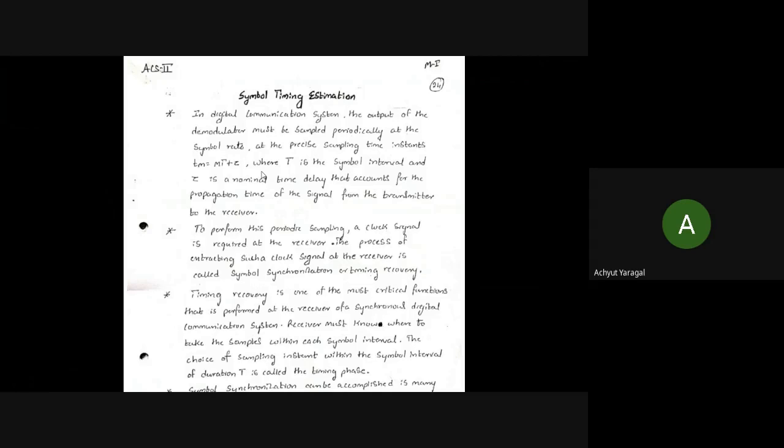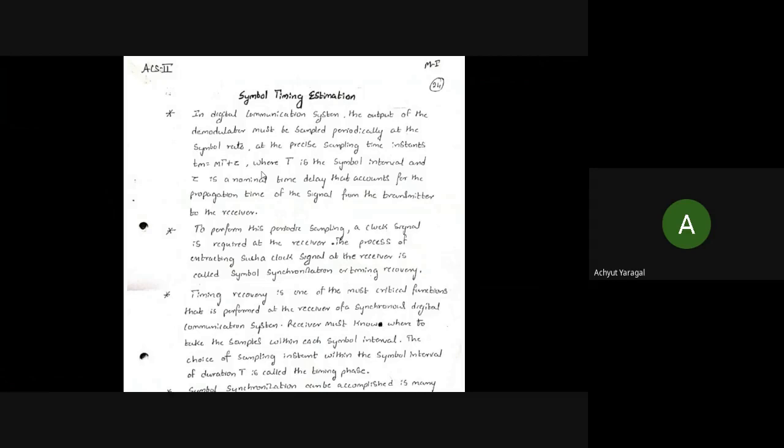The process of estimating, or extracting, the clock signal at the receiver is called symbol synchronization, or timing recovery. Timing recovery, or symbol synchronization, is the process of extracting the clock signal at the receiver. Remember, timing recovery is one of the most critical functions performed at the receiver side.